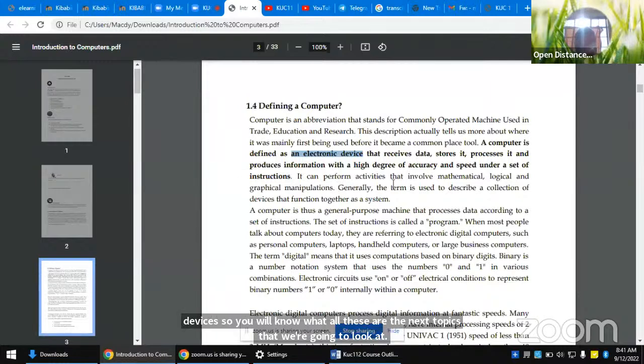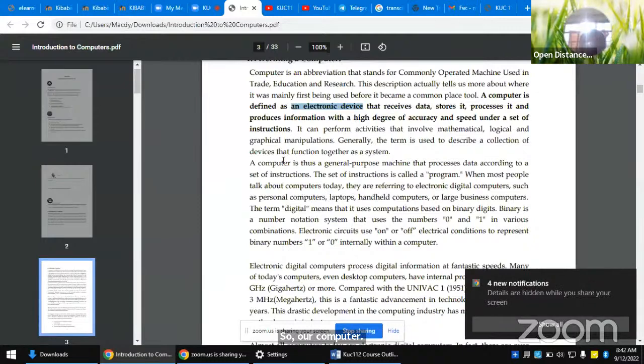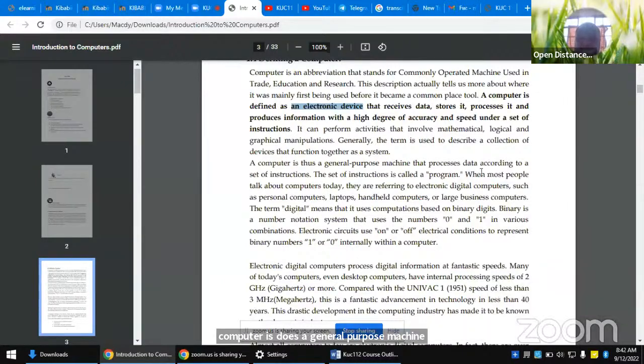So it can perform activities that involve mathematics, logic, and graphic manipulation. Generally, the term is used to describe a collection of devices that function together as a computer system. A computer is thus a general purpose machine that processes data according to a set of instructions. The set of instructions is called a program. When most people talk about computers today, they are referring to electronic digital computers, such as personal computers, laptops, handheld computers, or large business computers.